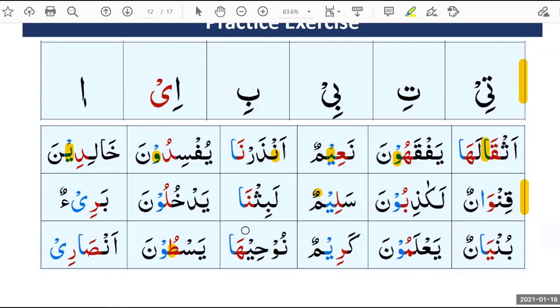Secondly, here we have the letter Ta, and it is one of the 7 thick letters. So we have to differentiate its sound from the letter Ta. So just try to do that.